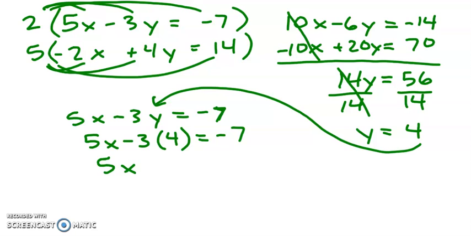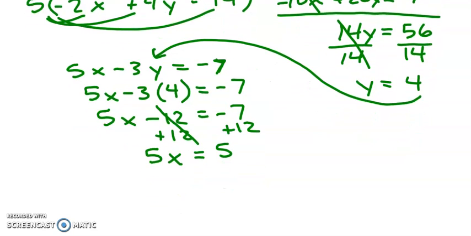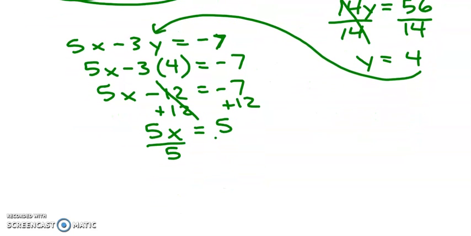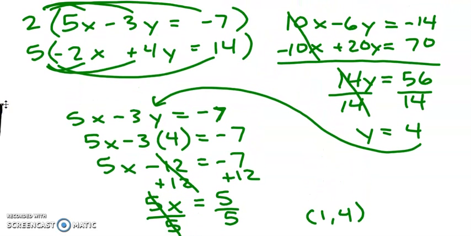So now I get 5x minus 12 equals negative 7. Add 12 to both sides. Cancel that 12 here, and I'm left with 5x on the left, 5 on the right. Divide by 5 on both sides. Gives me x equals 1. So my solution looks like it is 1 comma 4. If I want to double check that, I just plug 1 comma 4 into my second equation and make sure that that holds true.